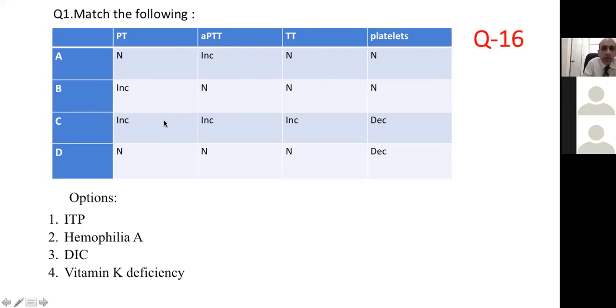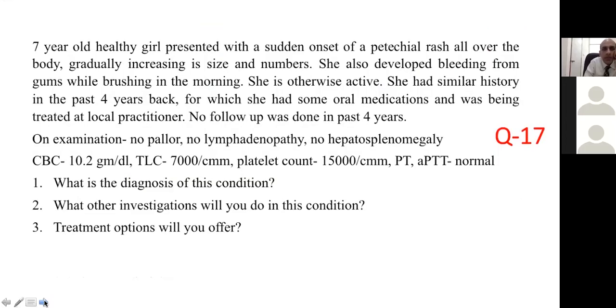In DIC, you will have everything increased, so that's C, with decreased platelets. And vitamin K deficiency can have everything else normal and only a PT prolongation, or you can have the APTT also prolonged, but platelets will usually be normal. We'll go on to the next one.